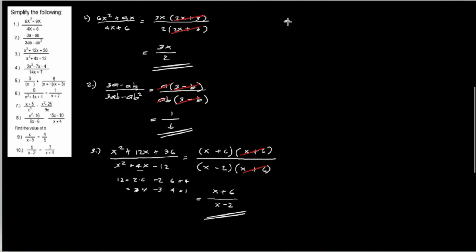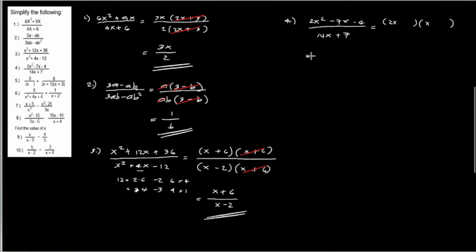Number 4, 2x squared minus 7x minus 4, divided by 14x plus 7, and then simplify. Let's check for the numerator. It's a trinomial, so therefore we'll be using factoring polynomial with a factor 2x and x, and let's check if the value for B should be negative 7.